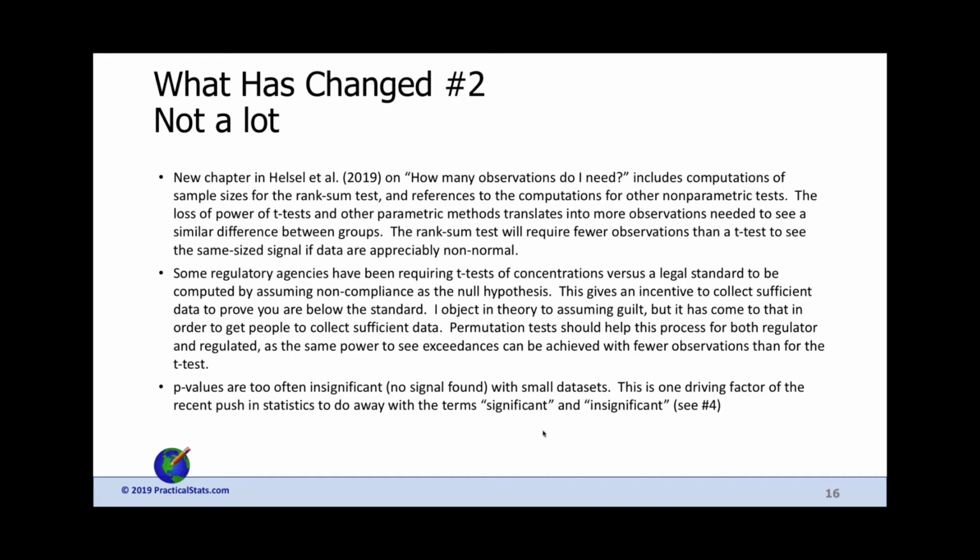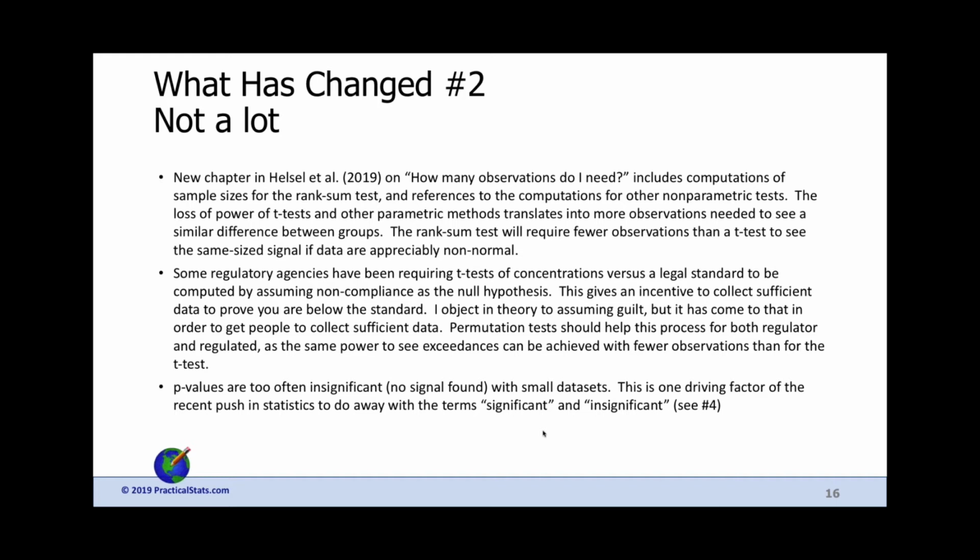Another thing that has changed, I don't really like this, so I'll put that right up front: some regulatory agencies, in order to get people to submit data to them that have enough observations, assume guilt instead of innocence. So they assume that you're out of compliance unless you can prove otherwise, and that then puts an incentive on the people submitting the data to collect enough data to show that they in fact are below a standard. So again, I don't like that. I think that's more a sign of the sad state of data collection in the country, and not just the United States, but elsewhere.